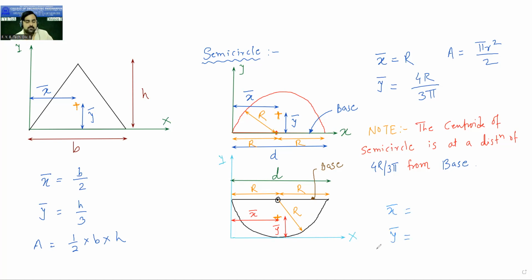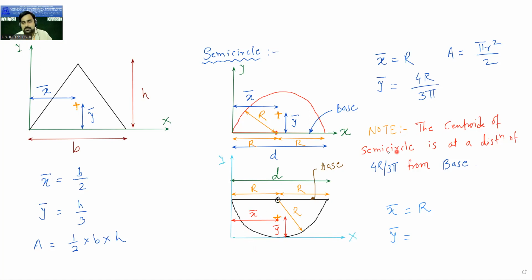Can you tell me what is the value of x bar? R. X bar is equal to r, correct. So this is the distance you can see over here. This is x bar, which is nothing but this r, radius. From the y axis, this is nothing but x bar. Now I want to find out y bar. What is y bar now?